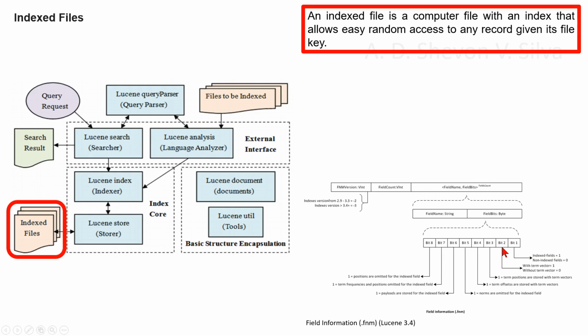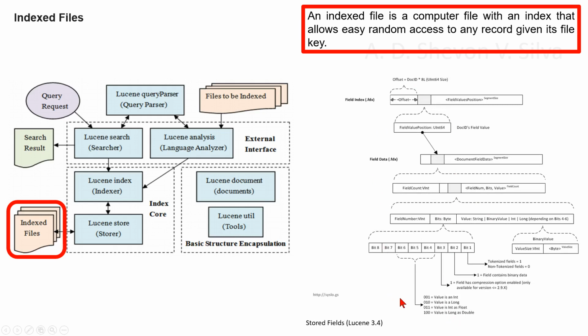Bit 2, with term vectors equals 1 and without term vectors equals 0. Bit 1, indexed field equals 1, non-indexed field equals 0. So these bits 8 to 1 are in the field bits byte. The field name string and field bits byte are in this section.